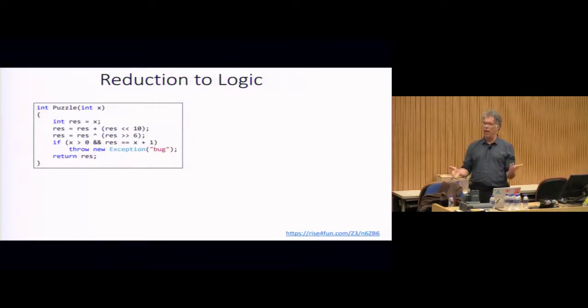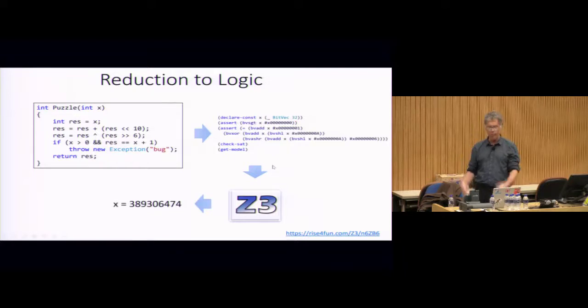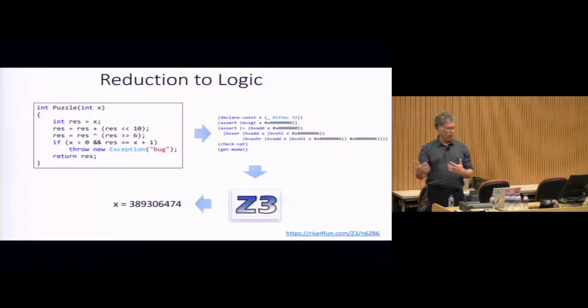Well, you can sit down and work this out on paper for yourself, or you can compile it using one of many tools to essentially a format which reduces that program to a series of assertions about the bit vectors. It's encoding the semantics of each statement, if you will. I won't go into it. You feed it to Z3, and Z3 says, yep, here's your value. So in this case, we're asking Z3, does there exist an input x such that this program throws an exception?